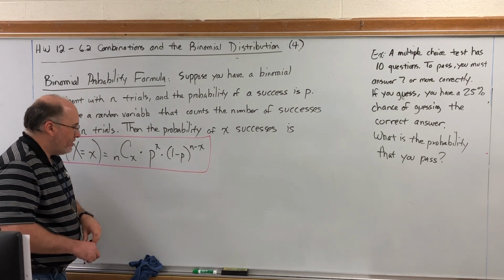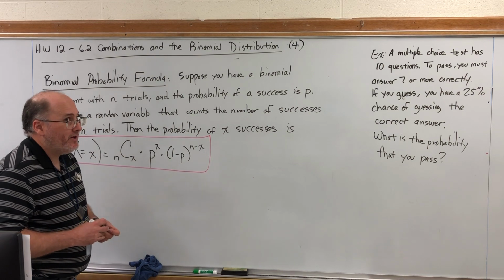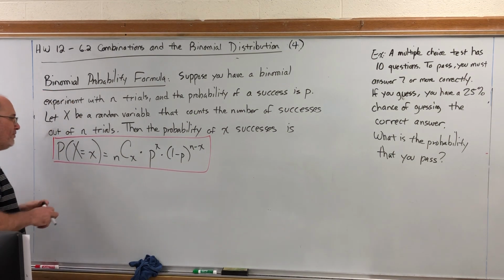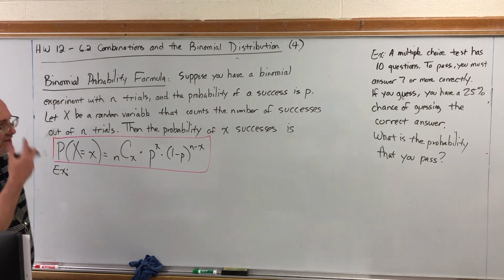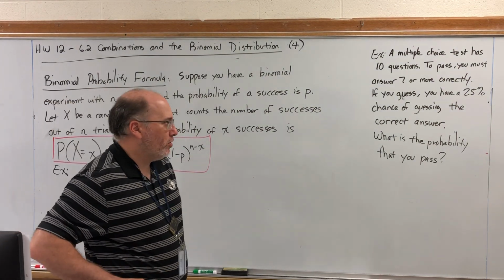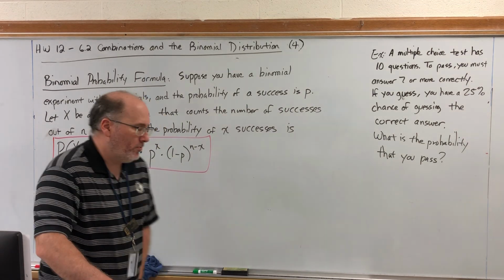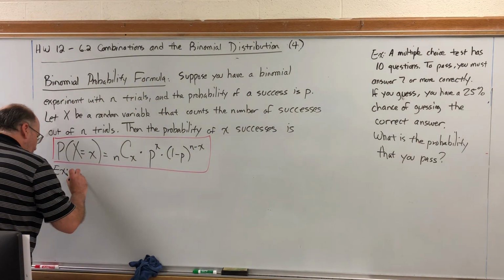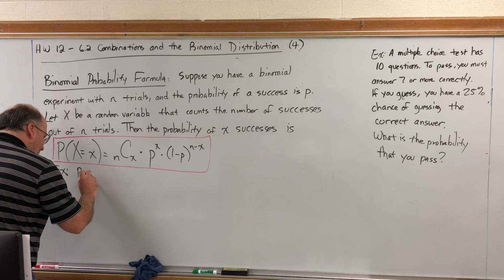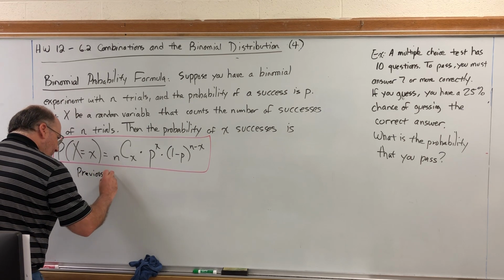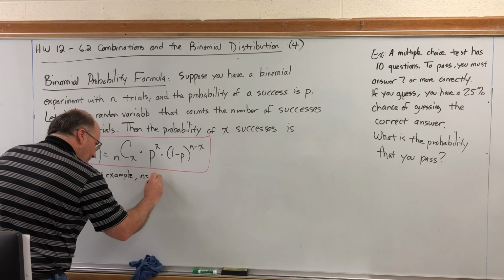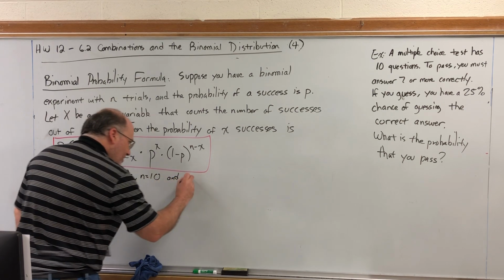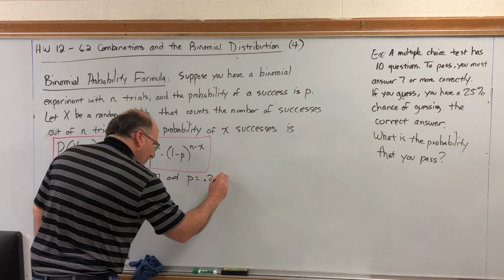Why is the combination here? A little beyond what we can talk about now, especially since we skipped section 5.4. But let's go back to the question about passing the test. And I know to pass it you have to get 7 or more correct, but let's just focus on 7 for a moment. So in the previous example, we had n equals 10, and p is equal to 0.25.